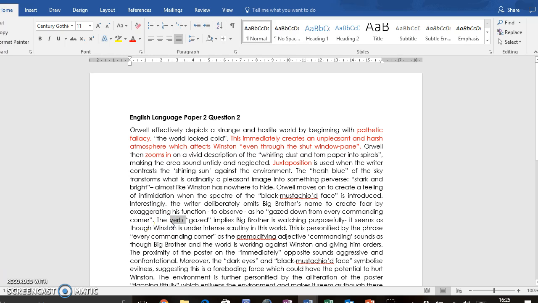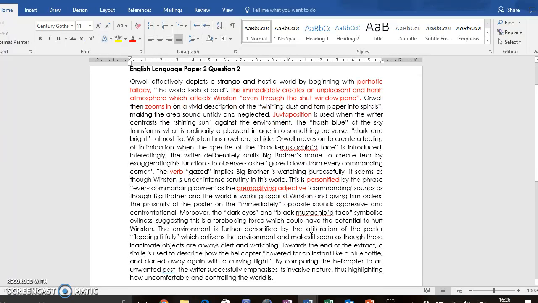Then as we go on, we look at the use of word class here, so word type, verbs. We've got some subject terminology again there. Personification. Pre-modifying adjective commanding, and then at the end of this we're looking at contrast.